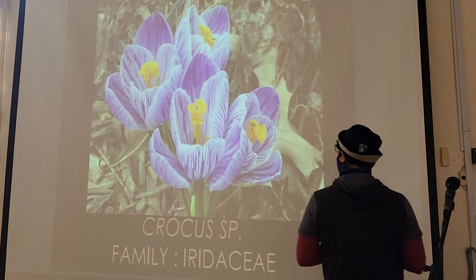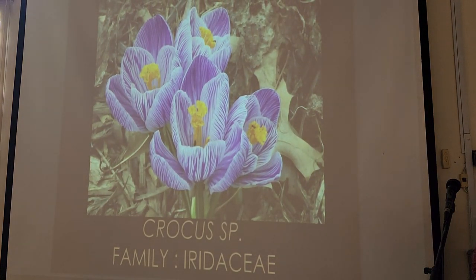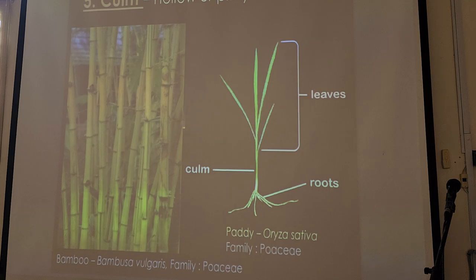Okay, crocus. Iridaceae. This flower is named after this family, or this family is named after this flower. Oh, bunga iris. Do you have iris? Where? In your eyes, yeah. That's an iris flower as well.